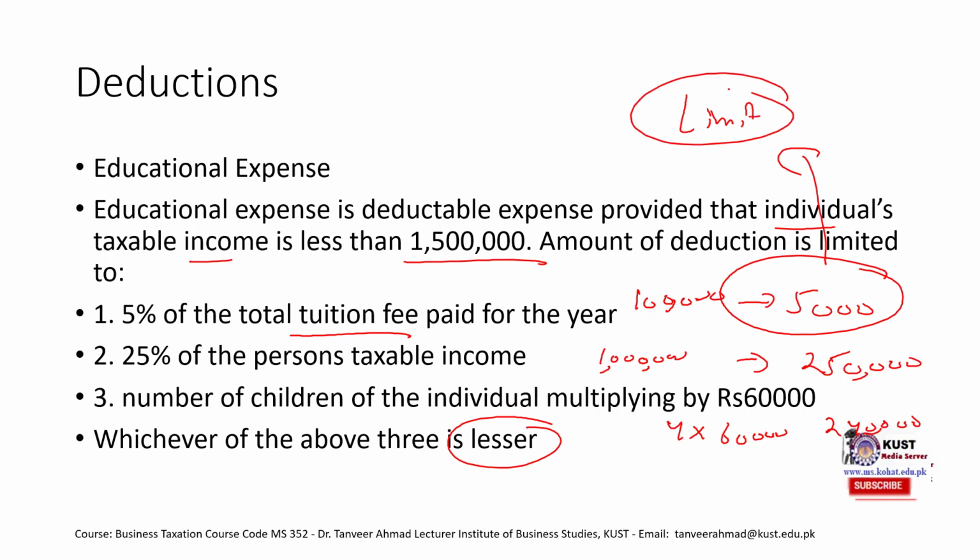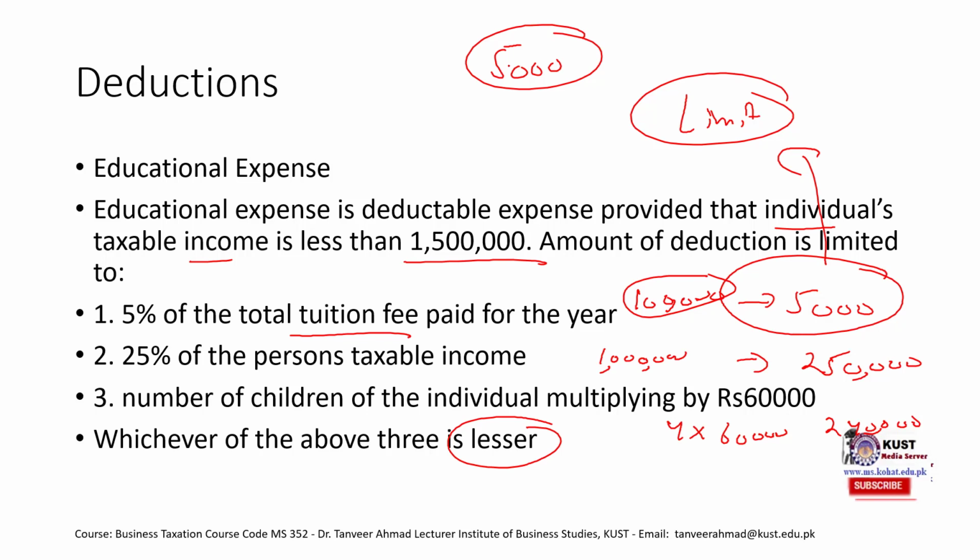It is not that we would always deduct this 5,000, but this would become the limit. So if our educational expense for the year was 1 lakh rupees, how much deduction are we allowed? We are allowed to deduct 5,000 rupees from our gross income. After deducting this 5,000 rupees, we would get taxable income. We would have to pay the tax on that taxable income, on that total amount after deductions.